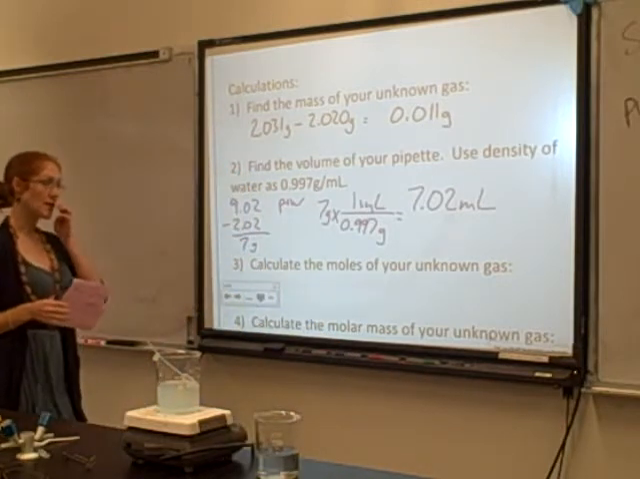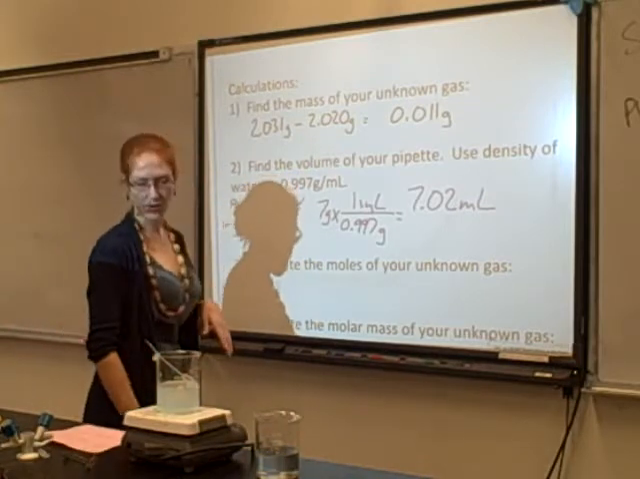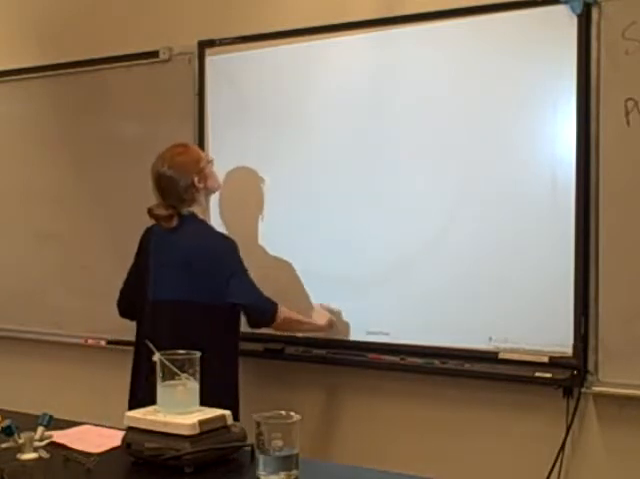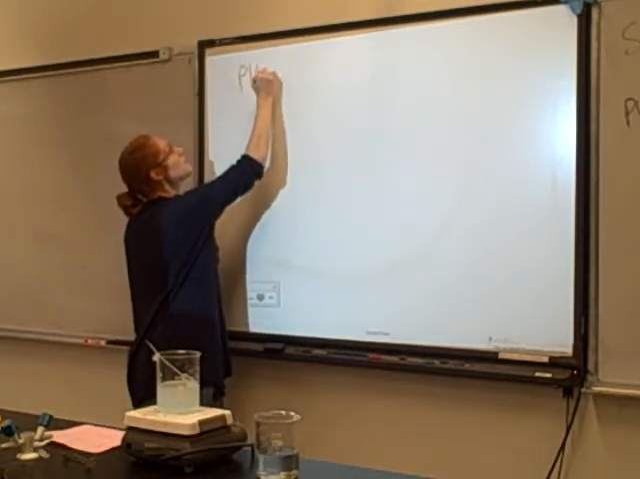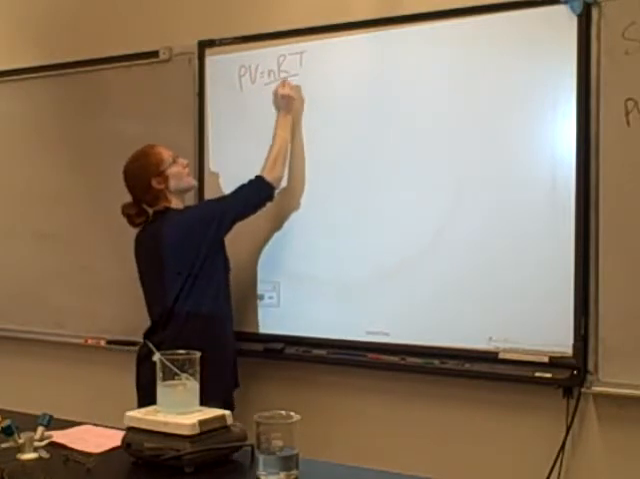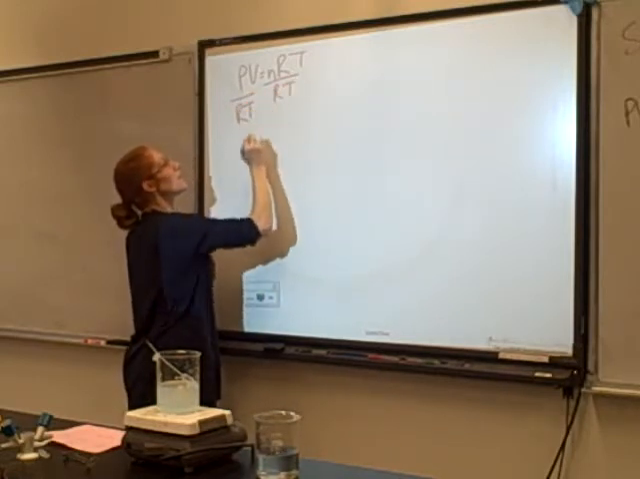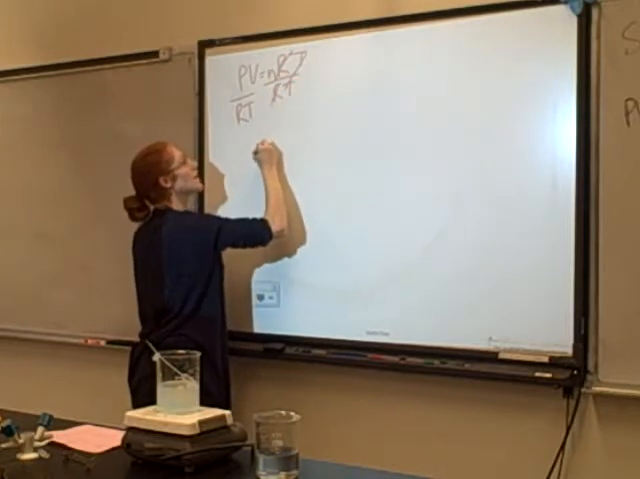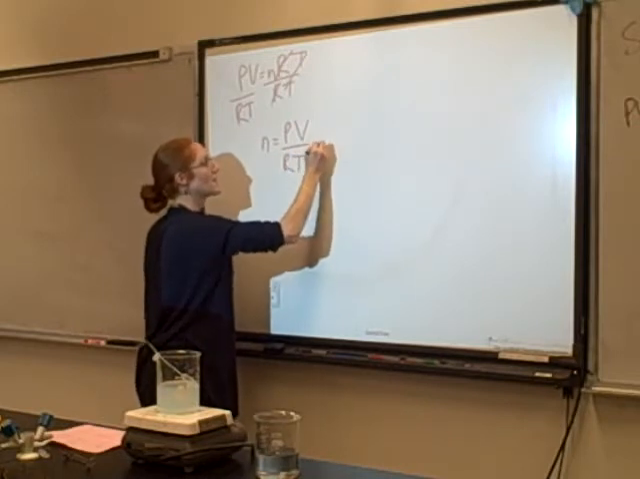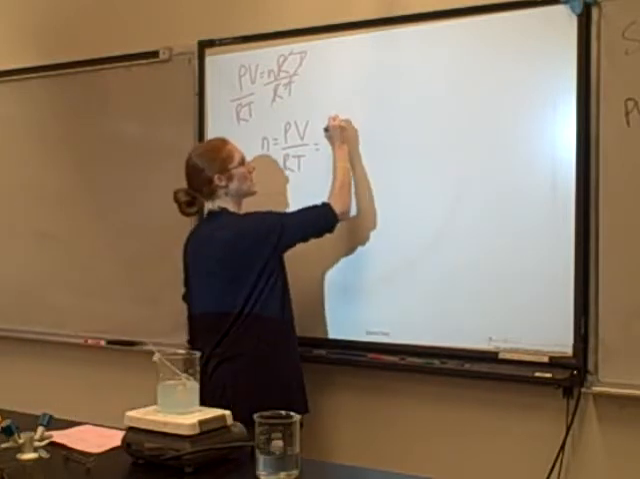So the next one we're going to do is calculate the moles of our unknown gas. And I'm probably going to need a little more room than that, so let's do this. I'm looking for moles. I know PV equals nRT, right? And I'm looking for moles, so I want to get n by itself, so I'm going to divide both sides by RT. Okay, so I can see n is equal to PV over RT. So let's say in lab that day, we'll write whatever the pressure is. Let's say it's 1 atmosphere.